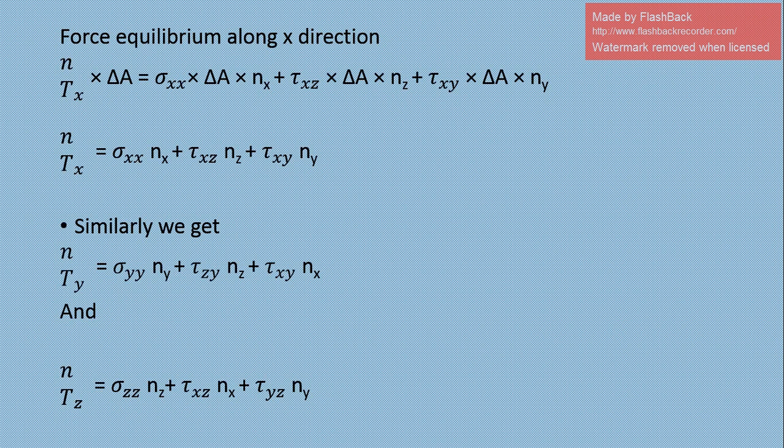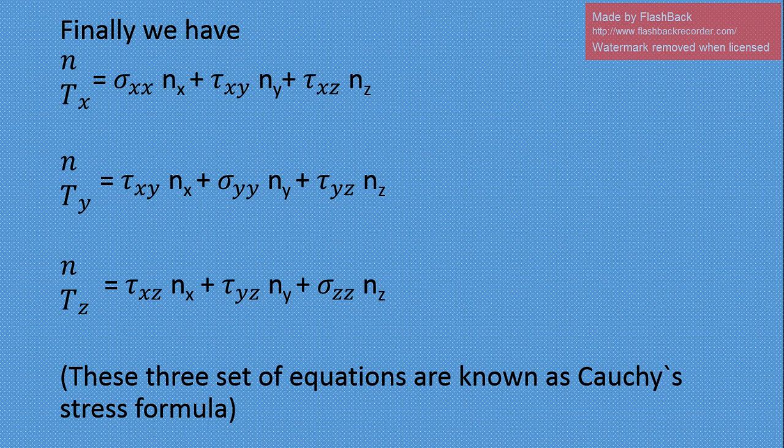Similarly, we can find Tny is equal to sigma yy ny plus tau yz nz plus tau xy nx, and Tnz is equal to sigma zz nz plus tau xz nx plus tau yz ny.